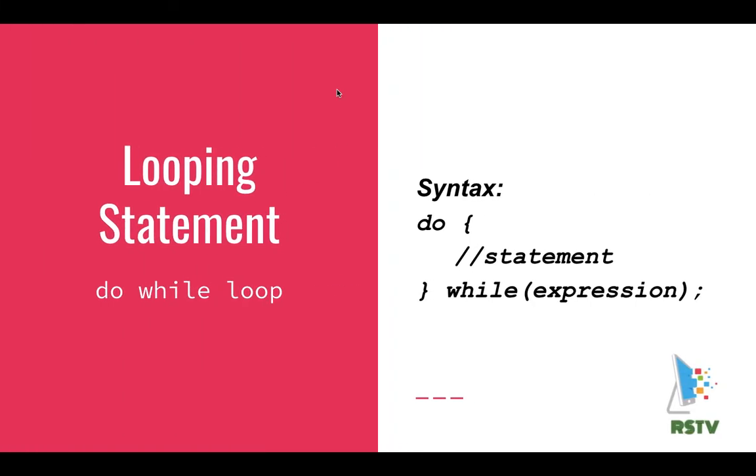So that's all about this do while. Just remember the semicolon is important here. Do and while should be small letters. You shouldn't give capital letters. First it will execute the statement, and only after the statement will it check the condition. This is do while.